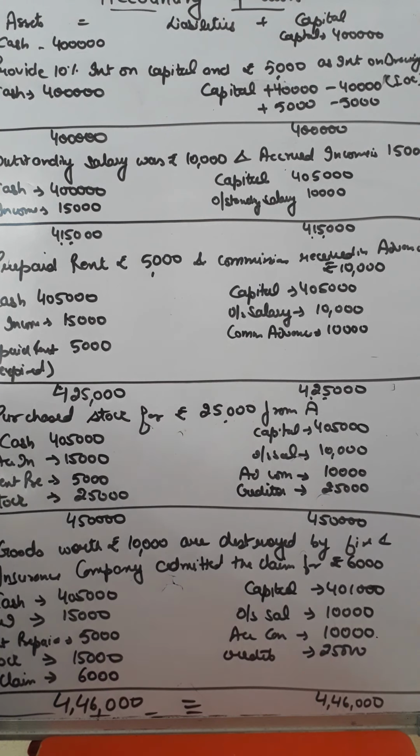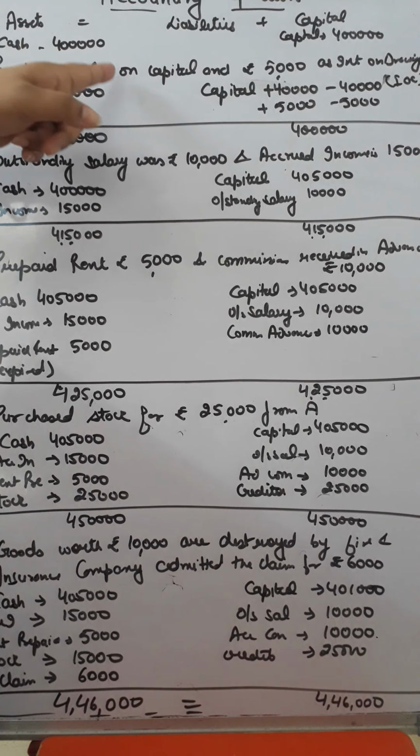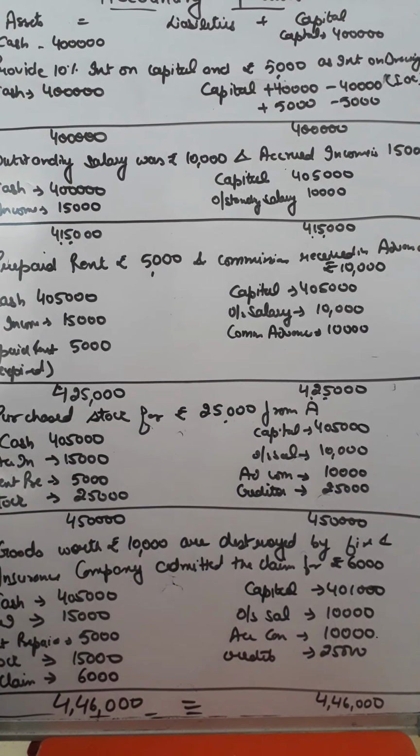Let us take a hypothetical question and start from when a business is there and we already have a cash of 4 lakh and a capital of 4 lakh. Now your first transaction is to provide 10% interest on capital. Now what is interest on capital?